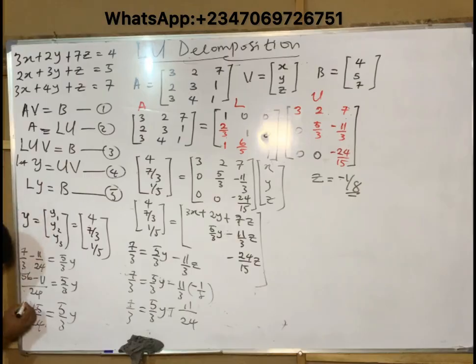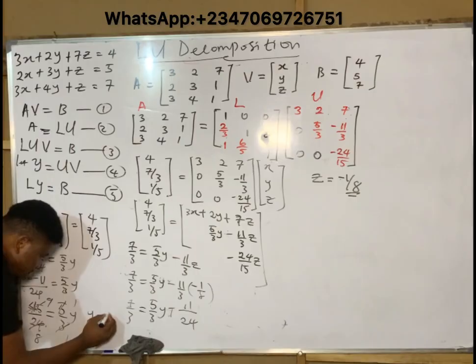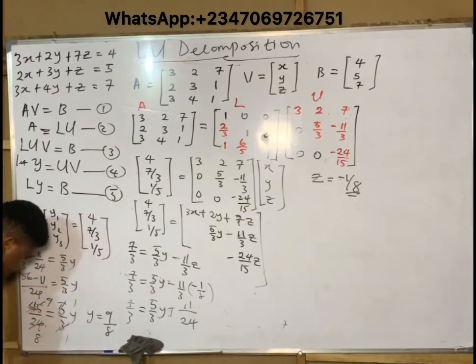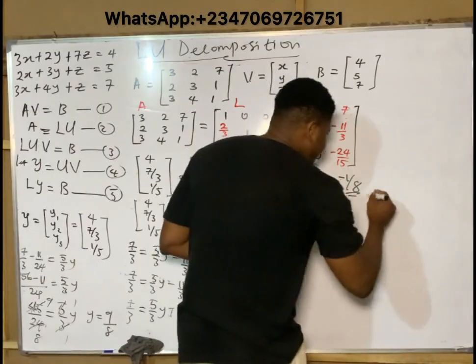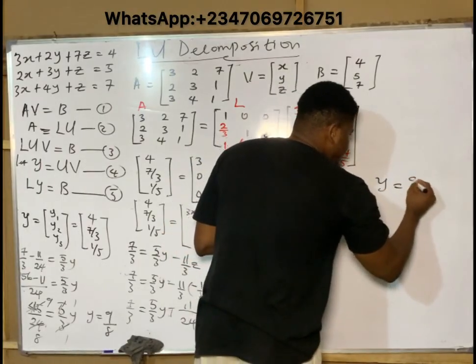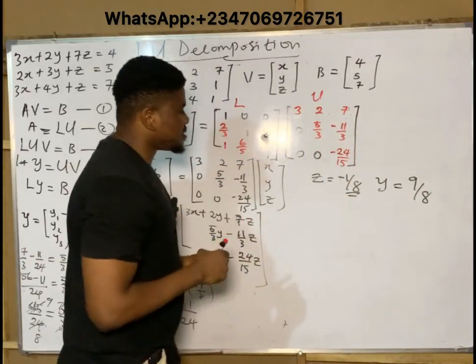So I think from here, 5 can go into 45. 5 goes into 45 gives us 9. 5 goes into 5 is 1. 3 goes into 3 is 1, 3 goes into 24 is 8. So it means that y is going to be equal to 9 all over 8. So y equals 9 all over 8. Can anything go? No.